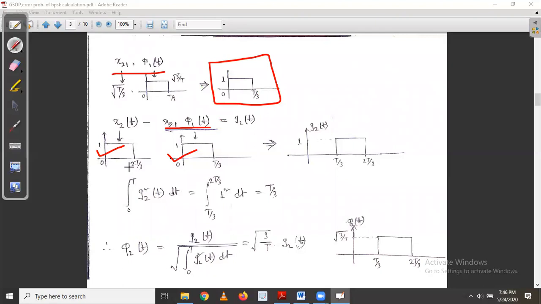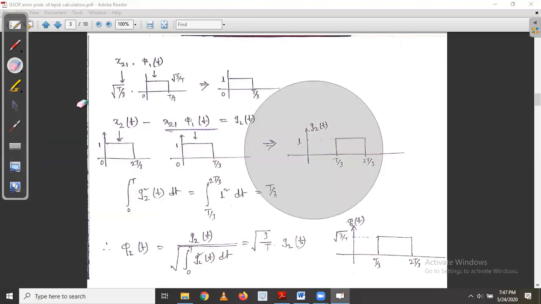Now see, 0 to 2t by 3, here it is 0 to t by 3. That means somewhere here 2t by 3 is present. Oh sorry, not here actually. Somewhere here 2t by 3 is present. So if I am subtracting this portion minus this portion, we will have 0. Then t by 3 to 2t by 3, if I am subtracting, we will have 1. Just follow these waveforms, it's a very simple thing. Just follow the waveform and the x-axis.